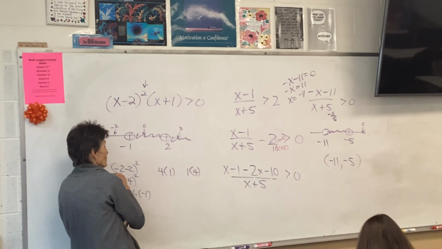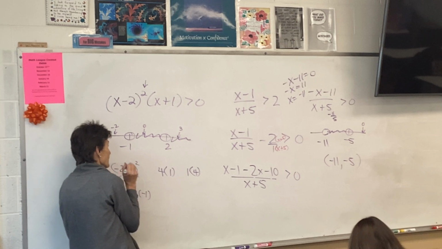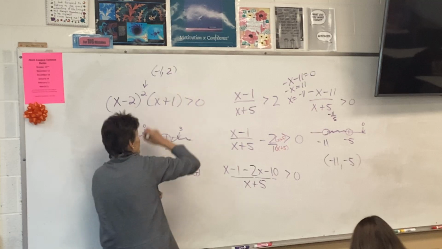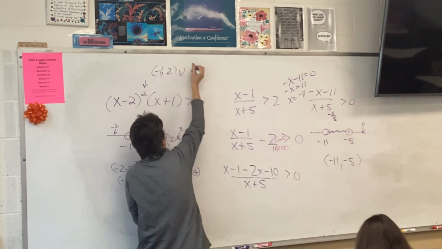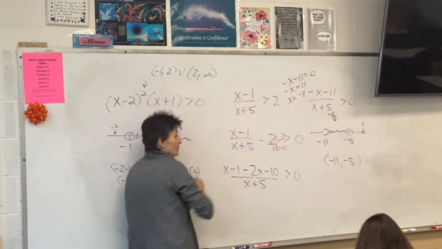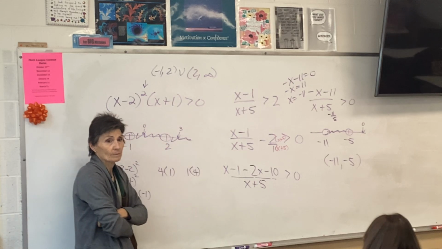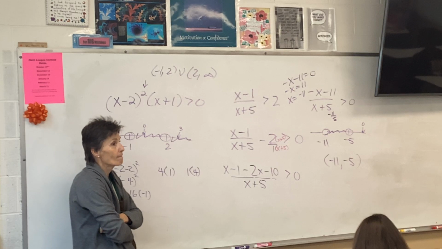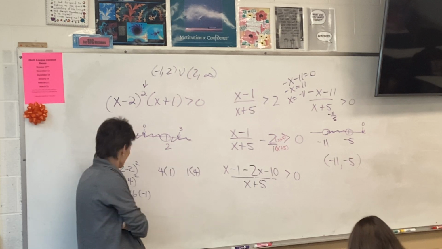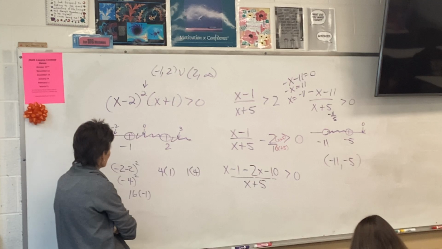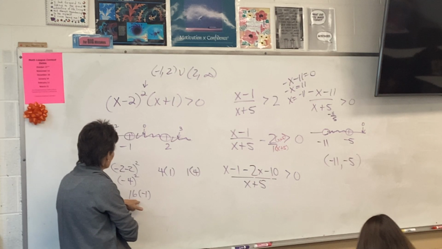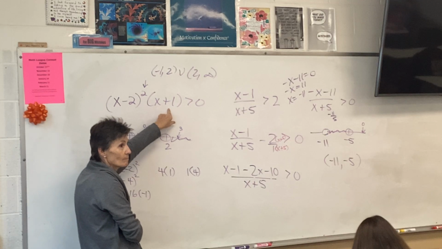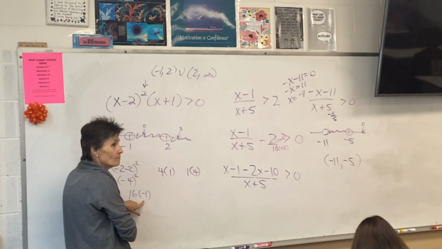So my answer is every single thing I colored in. So it looks like I colored from -1 to 2. And then I colored again from 2 to infinity. Right? Why did you multiply -1 by 16? There's 16 on the bottom. Why did you multiply that by -1? Because I put -2 in this parentheses. And that made -1.